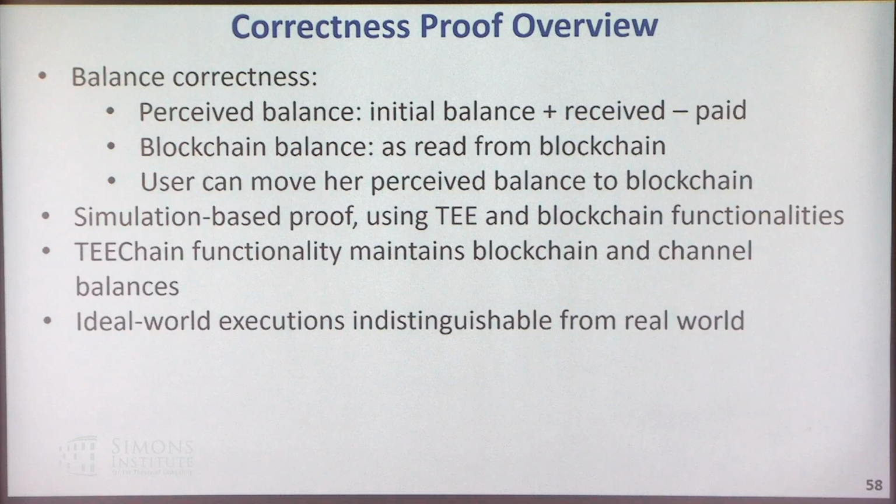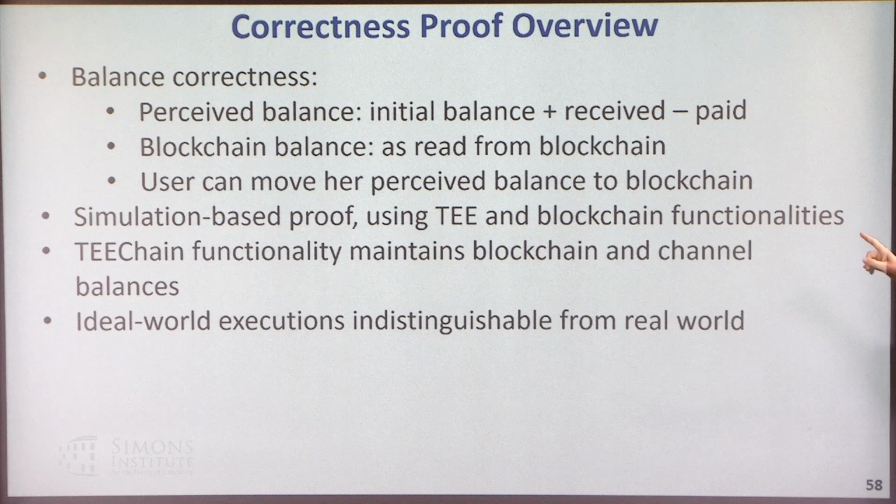Now let's talk about correctness. The first task is, of course, to define what we mean by correctness. So first we define perceived balance. Perceived balance is what each party thinks they have. It's their initial balance plus whatever they got minus whatever they paid.